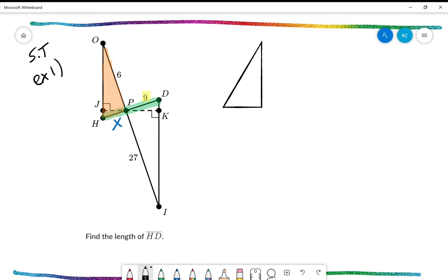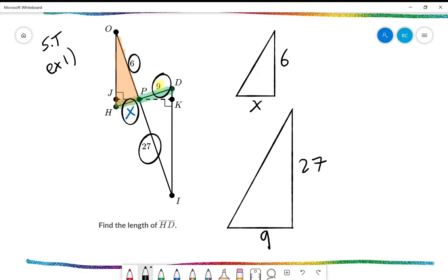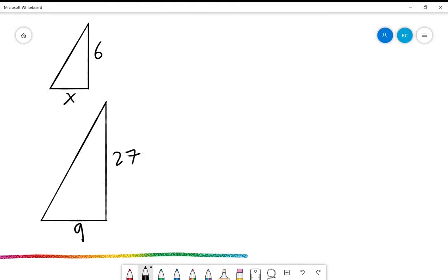Now this small triangle has a base of x, right? That's right here. And it has a height of 6. That's that right there. The larger triangle looks something like this. And it has a base of 9. That's that right there. And it has a height of 27. That right there. So now that we've got our simplified diagram, we don't need the complicated diagram anymore. We can just look at these two, and hopefully it gets pretty easy.